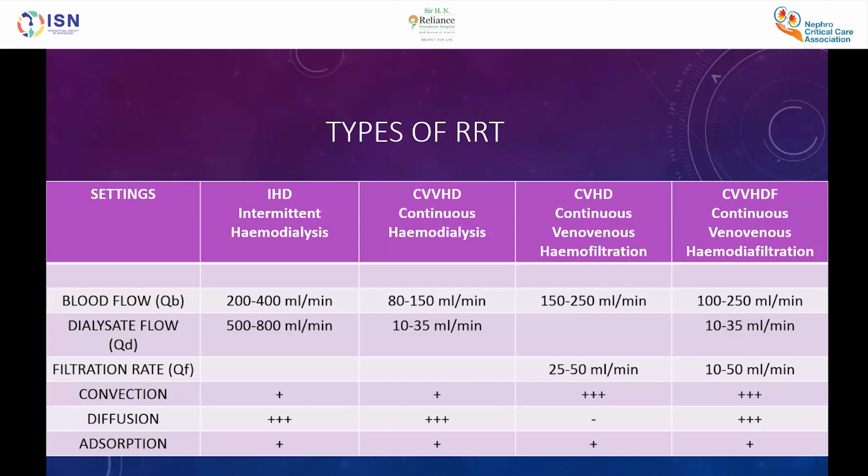And HDF is a combination of diffusion and convection. So the dialysate flow is around 10 to 35 ml per minute, and the filtration rate is around 10 to 50 ml per minute, where we start the blood flow at around 100 ml per minute and can go up to 250 ml per minute. And the mode of filtration is both convection and diffusion.